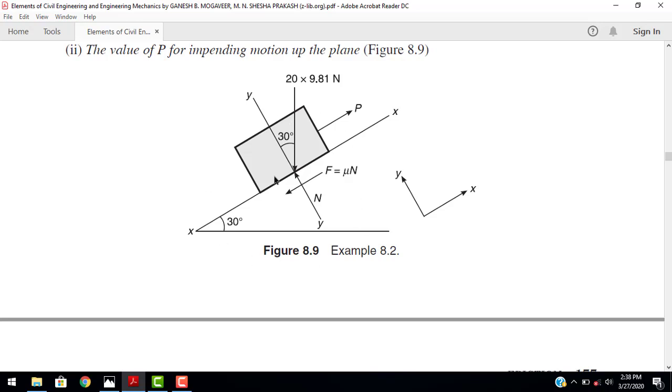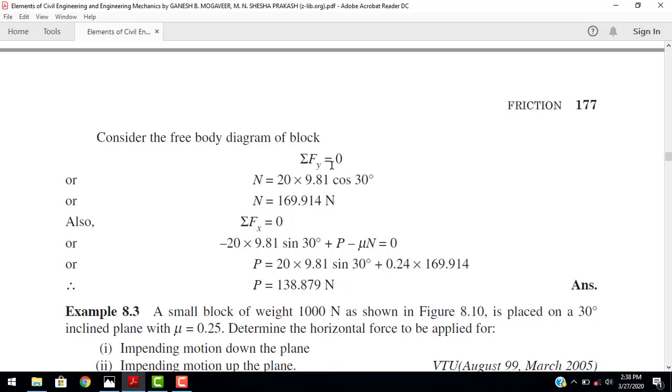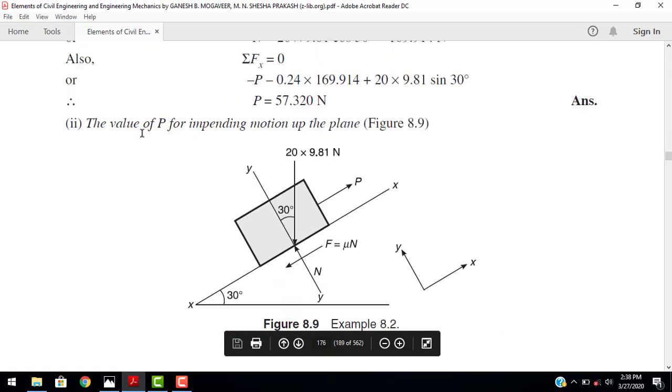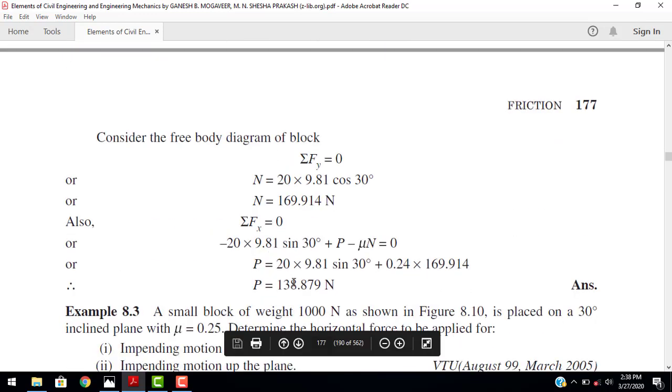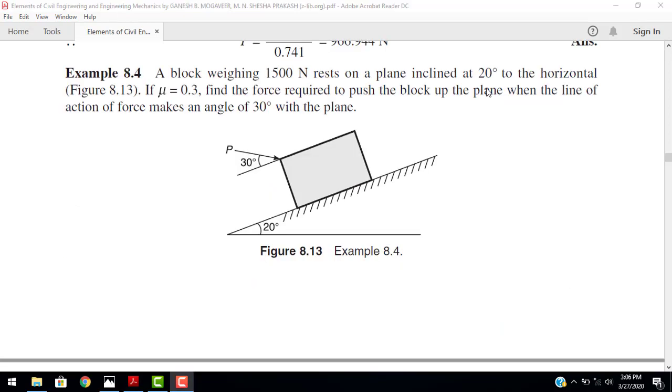Now again for this figure we will apply the conditions of equilibrium, that is sigma Fy equal to 0, and we will get the value of N, and sigma Fx equal to 0. Here we need to be careful about the value of F because there is a change in direction. Once you simplify this, the P value will be equal to 138.8 Newton. So when the impending motion is up the plane, P must be equal to 138.8 Newton. Okay, now let us consider the next example.